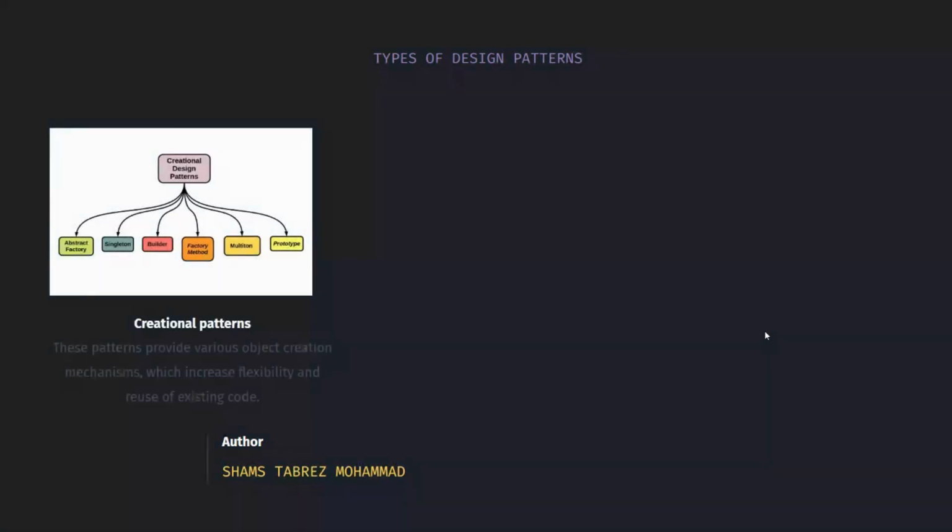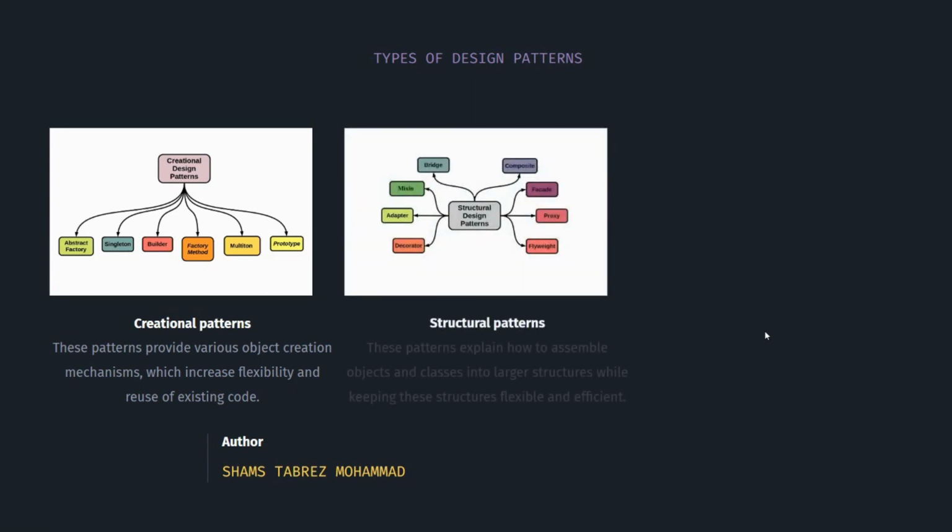Types of design patterns. Now let's get into the main categories of design patterns. So first we have creational patterns, which provide object creation mechanisms to increase flexibility. And then we have structural patterns that explain how to compose objects and classes into larger structures.